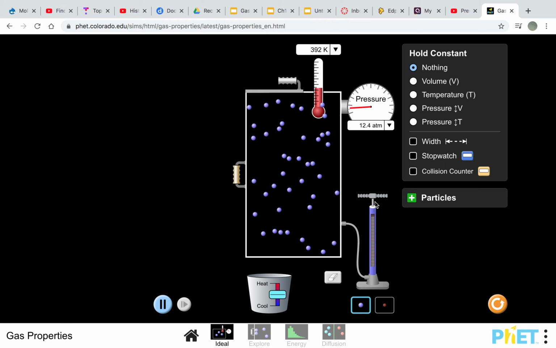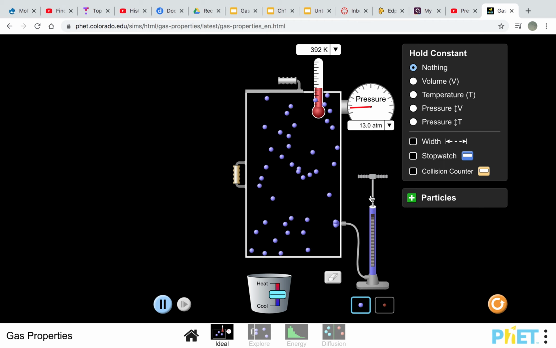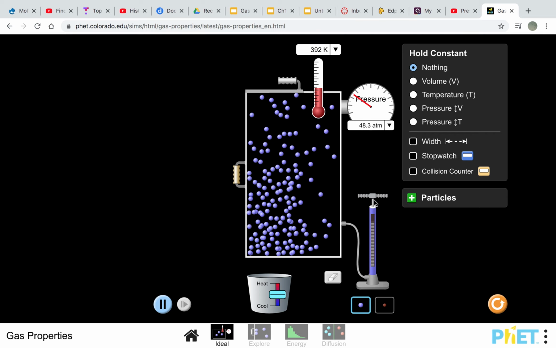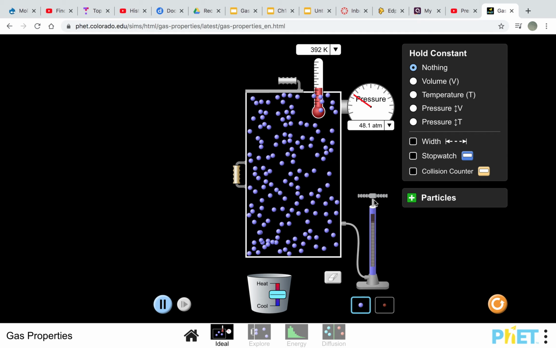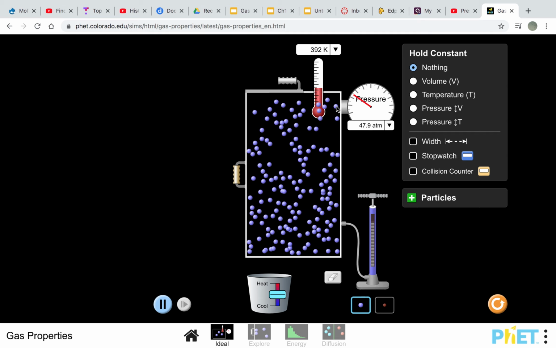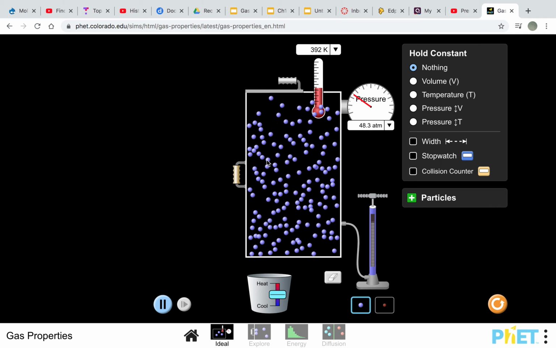And of course, I don't need to simulate this one, but if we pump in more gas, of course, there's going to be just more collisions. Same speed, same amount of energy with every ball hitting this diaphragm, but there's just more of them hitting that diaphragm. Hey, one last question to leave you with.